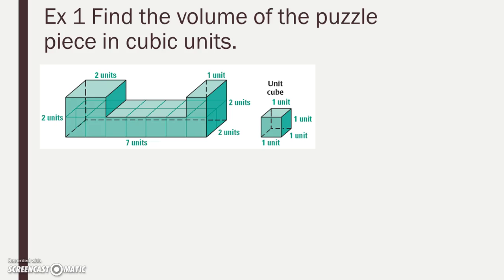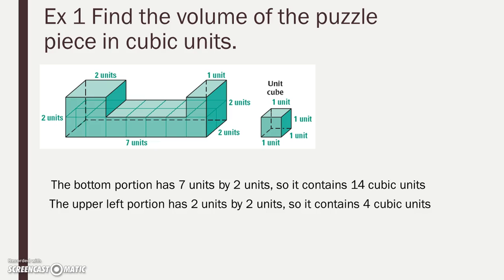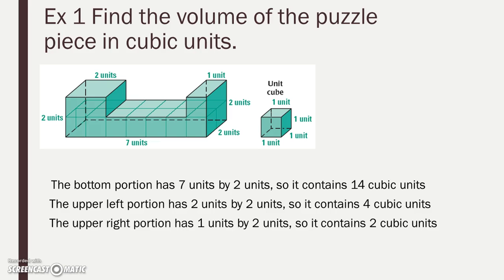So we're going to look at example 1, find the volume of the puzzle piece in cubic units. Well, one cube is 1 by 1 by 1, so 1 cubed is 1. The bottom portion of this shape is 7 by 2, so it contains 14 cubic units. The upper left portion is 2 by 2, so it contains 4. The upper right portion is 1 by 2, so it contains 2. And then you add them together, 14 plus 4 plus 2 is 20 cubic units.